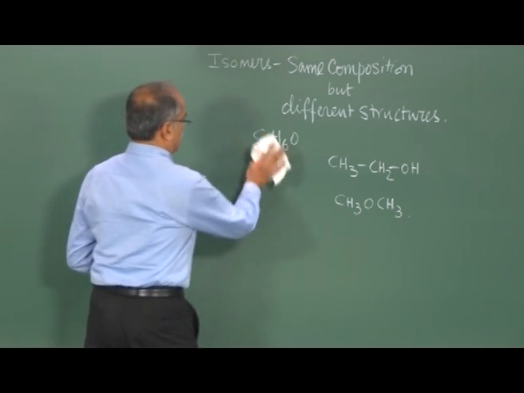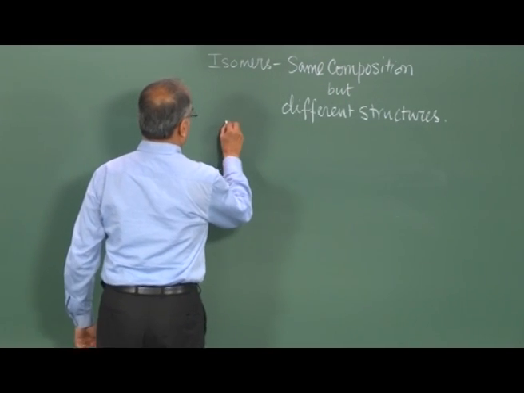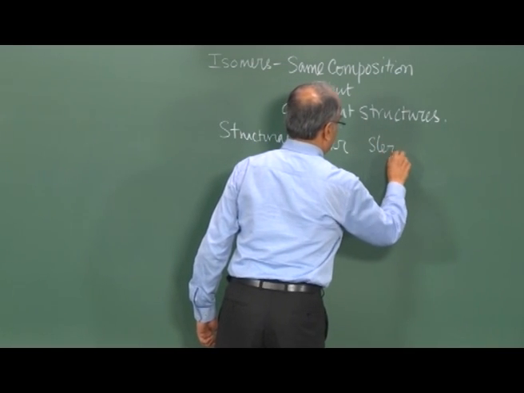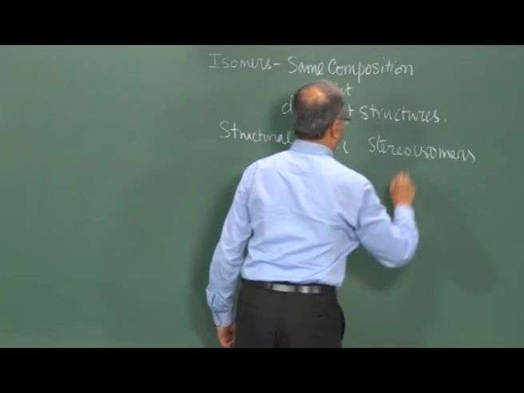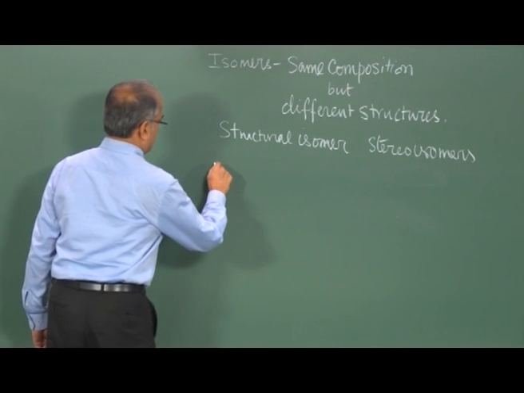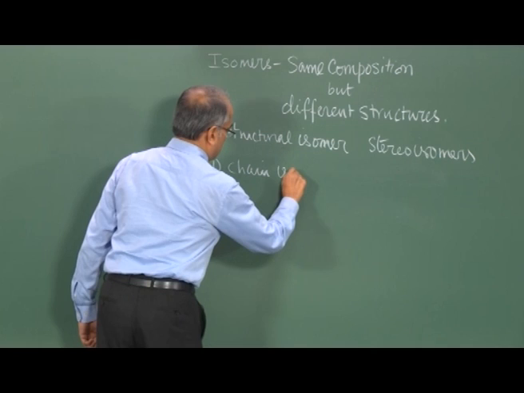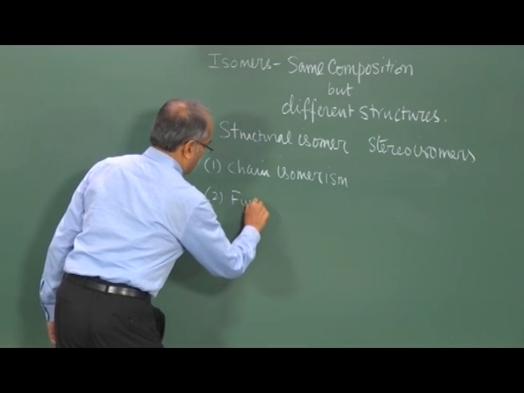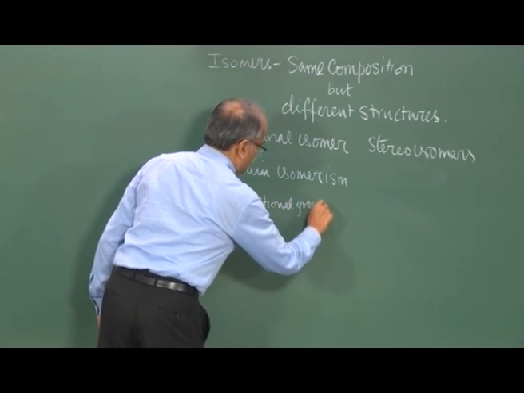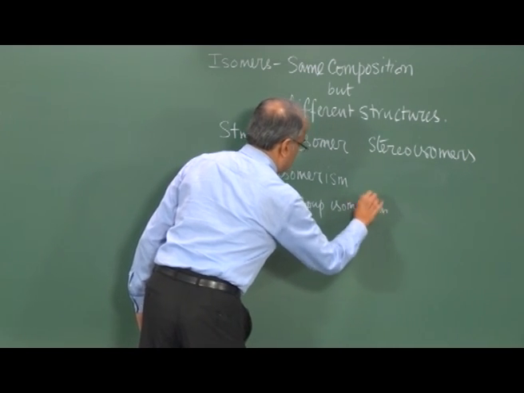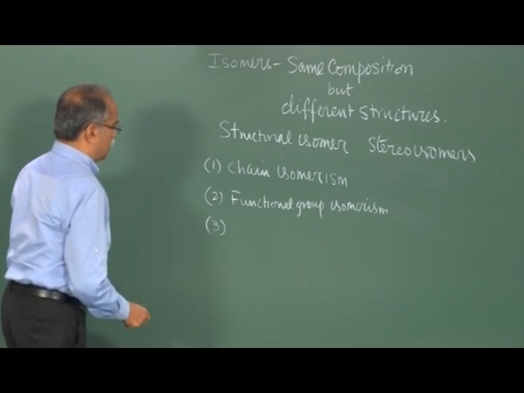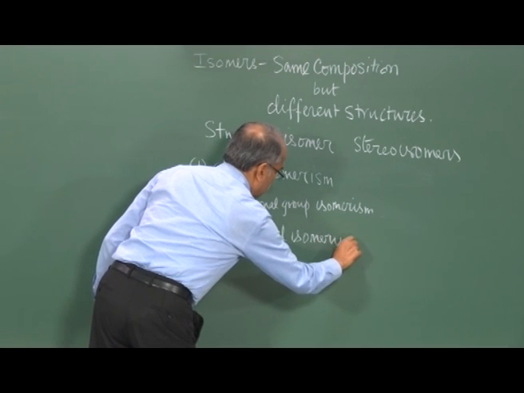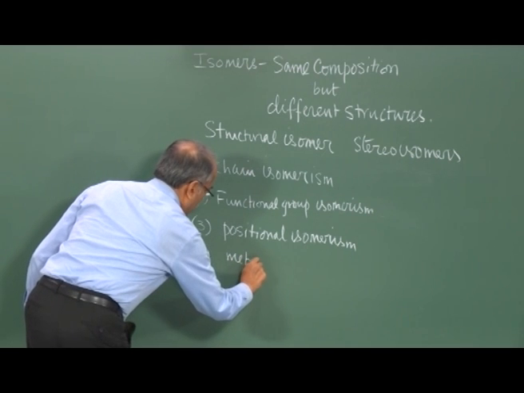Now, there are different types of isomers. We broadly classify them into structural isomers and stereoisomers. In the case of structural isomers, we have different types. One is chain isomerism. Then you have functional group isomerism. Then you have positional isomerism. Then finally, you have what is known as metamerism.